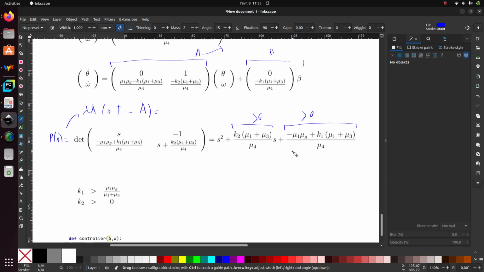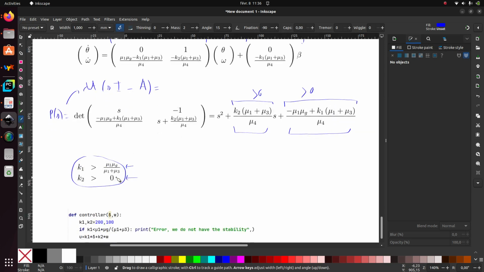So this coefficient is positive if I have this, and this one is positive if I have that. So this is my stability condition for the parameters of my proportional and derivative controller to have the stability.